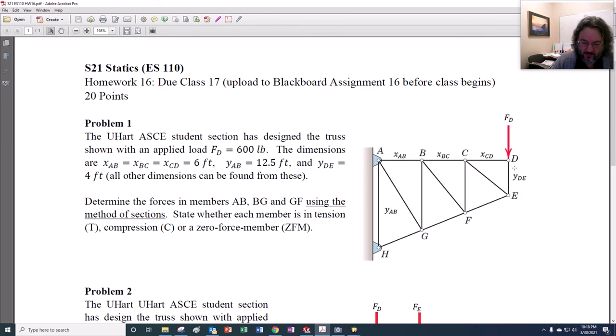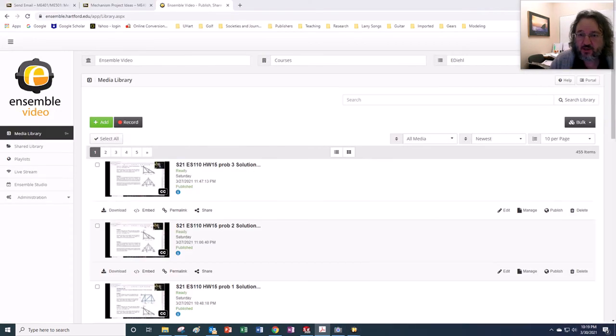Okay, so I think some of the numbers that I previously used in my calculations when I did a little quick run through are a little wrong, so I need to be careful there. All right, so we want to determine the forces in AB, BG, and GF using the method of sections. Okay, so away we go. Here, I've written the thing out.